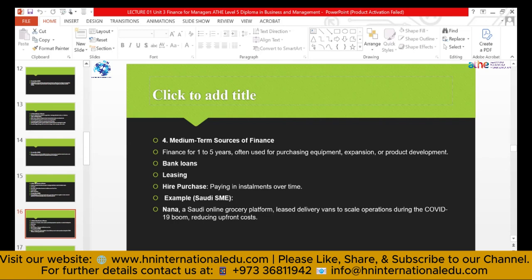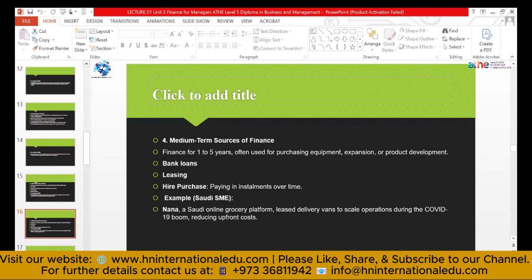Ma'am, can you repeat once again for medium-term sources of finance? Here it is given as finance for 1 to 5 years. It won't be less than 1 year. It will exceed 1 year, but the limit is 5 years. So you have two, three, four, a total maximum of 4 years to cover the cost.